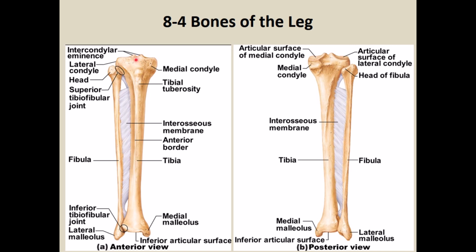And in between, you have this intercondylar eminence. That is preventing movement of the condyles of the femur from going side to side. So it is important for stability of the knee joint. Proximally, you can see these structures: the medial and lateral condyles, articular surfaces, and the intercondylar eminence.